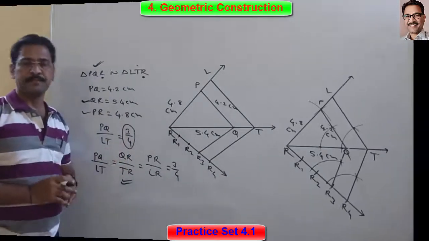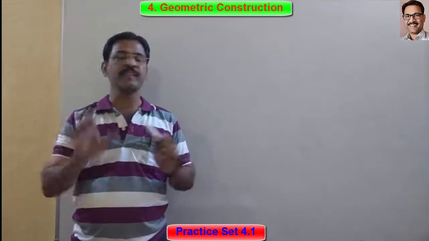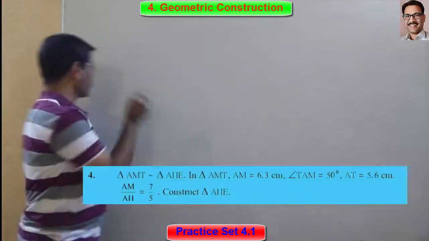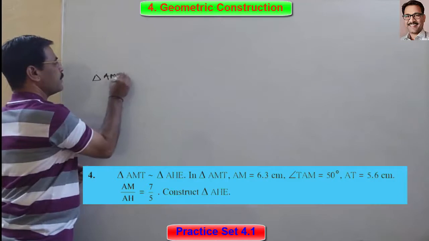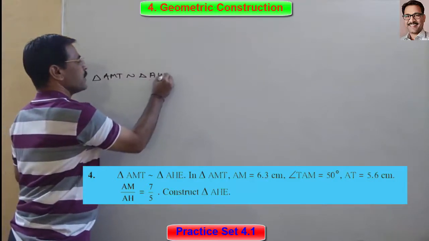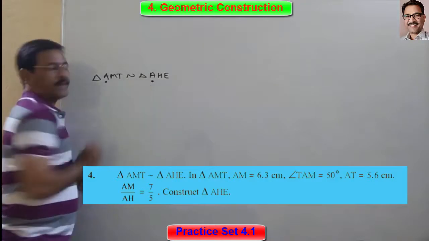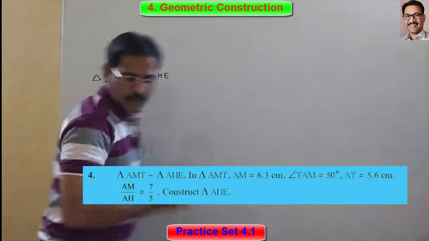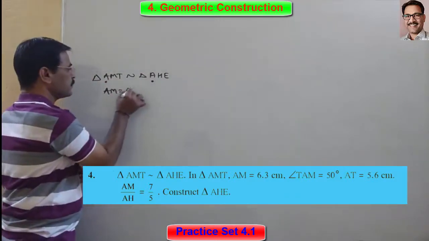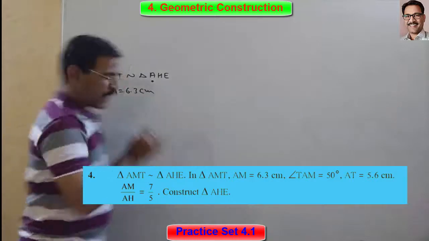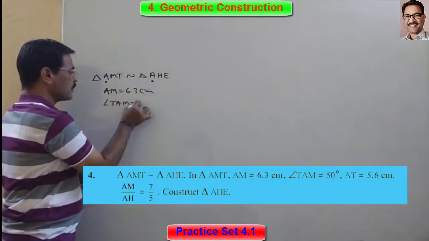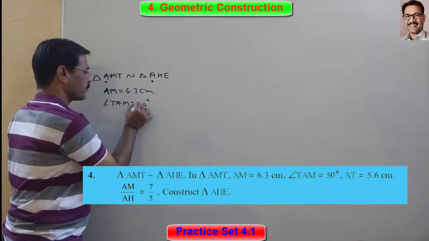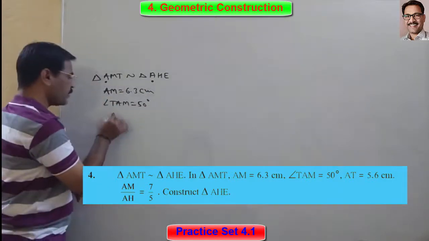Understand friends? Okay? See friends, in the last example of this practice set, look here. What is that? Triangle AMT similar to triangle AHE. Triangle AMT similar to triangle AHE. Means again here A is the common vertex. That is only what we have to observe. Now, the information they have given to us: AM is 6.3 here. Afterwards, angle TAM is 50 degrees here, and AT is 5.6 here.